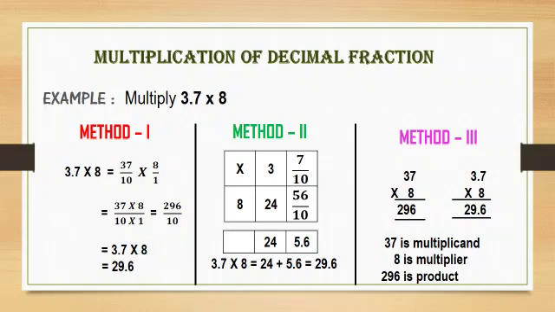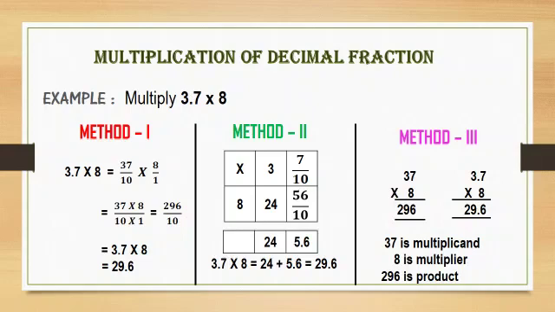Now let us solve with the second method. Draw the column as shown in the example. Now in the first row you have to put multiplication, then in the second column you have to put 3, and in the third column for 0.7 you can write 7 upon 10. Now in the second row first column you have to put 8.